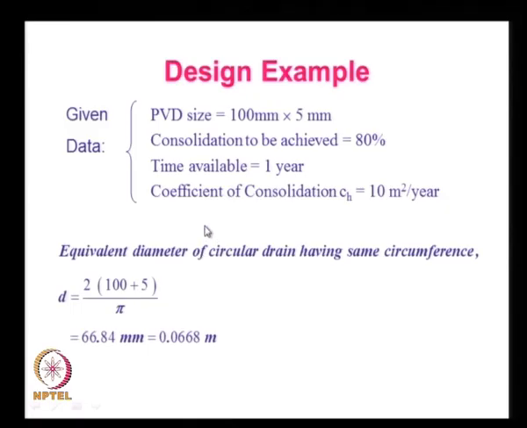And let us look at a small numerical example on the design of the spacing of the PVDs for achieving pre-consolidation. Let us say that we have a PVD having dimensions of 100 mm width and 5 mm thickness, and we would like to achieve 80% consolidation in 1 year time, and the coefficient of consolidation CH is given as 10 meter square per year.